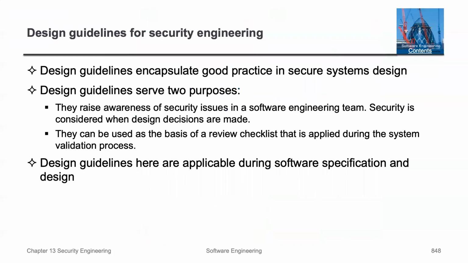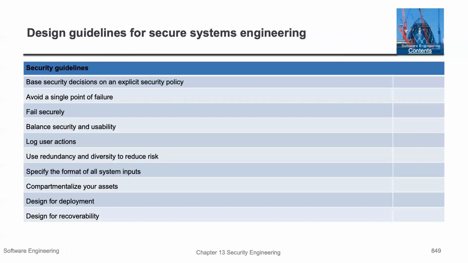In terms of design guidelines for secure engineering, design guidelines encapsulate good practices in secure system design. System guidelines serve two purposes. They raise awareness of security issues, and they can be used as a basis of a review checklist that is applied during the system validation process. Design guidelines are applicable during software specification and design. So in terms of design guidelines for secure system engineering, here is a handful of them.